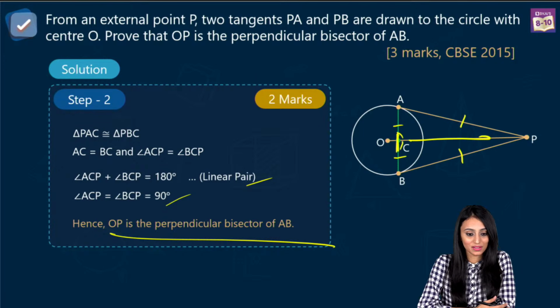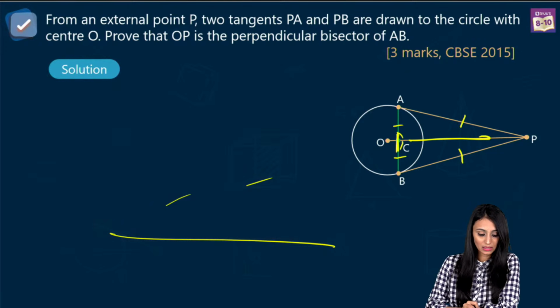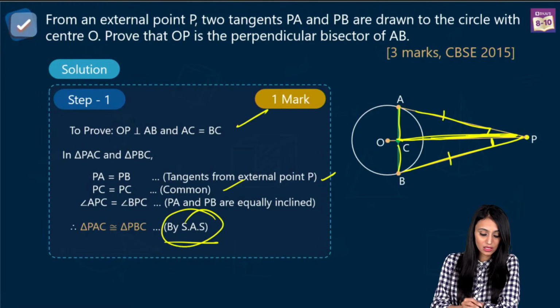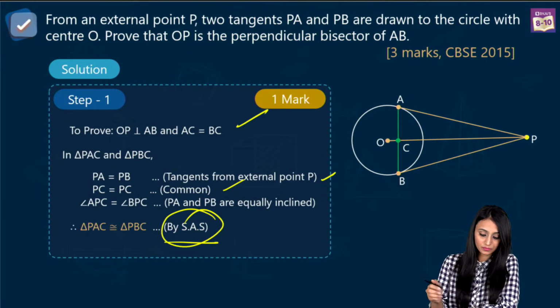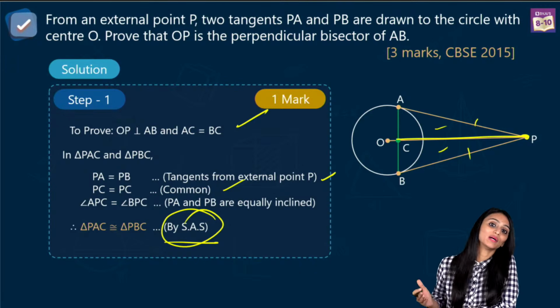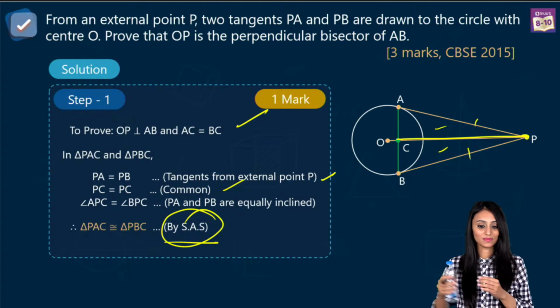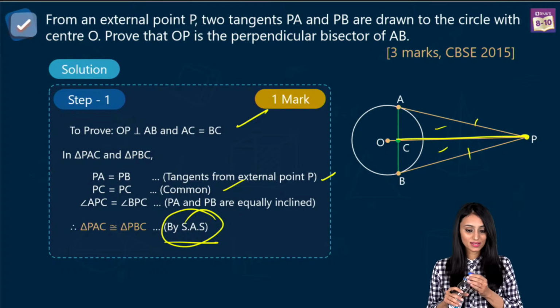Criteria used. Step 3, Deepa. Step 3, there is no step 3. Which step are you talking about? Criteria that we are using. Criteria we are using is SAS. See, I told you the reason why SAS. We have taken these two triangles. AP and BP are equal. This is common, right? AC and BC, you cannot use that because you have to prove them equal. So SSS can't be used. RHS is right angle, hypotenuse and side. Right angle is not there, right? I hope this is clear. That's why we are using SAS.